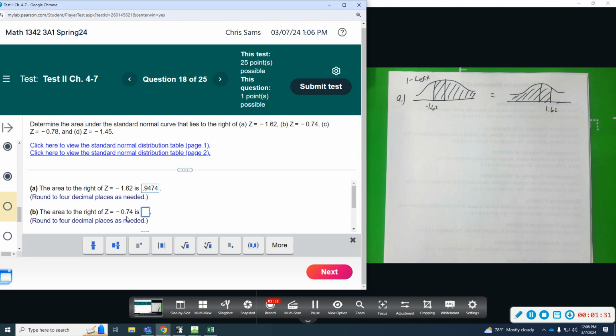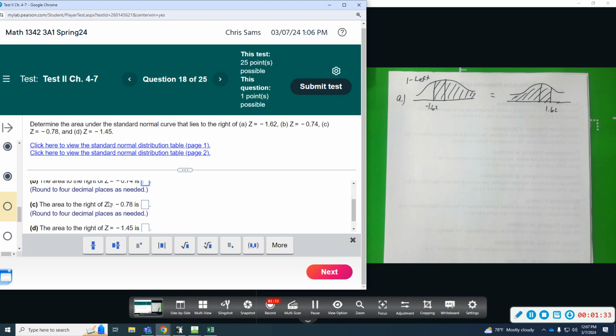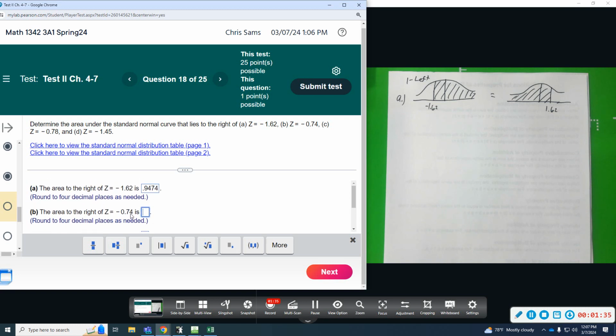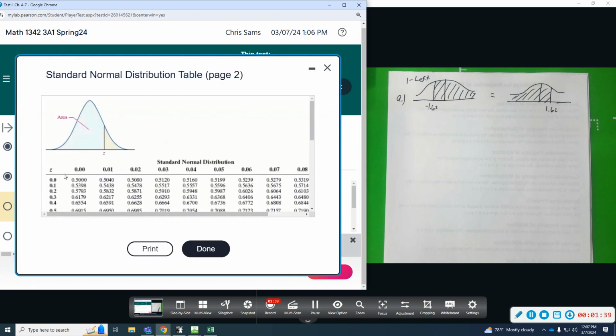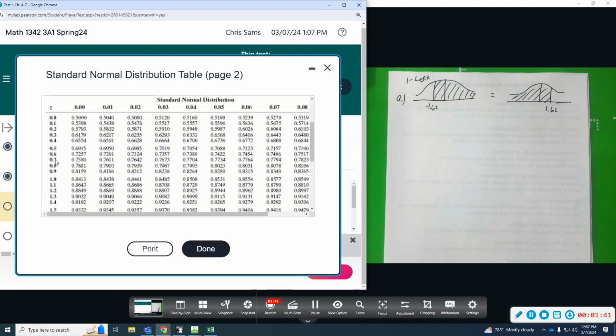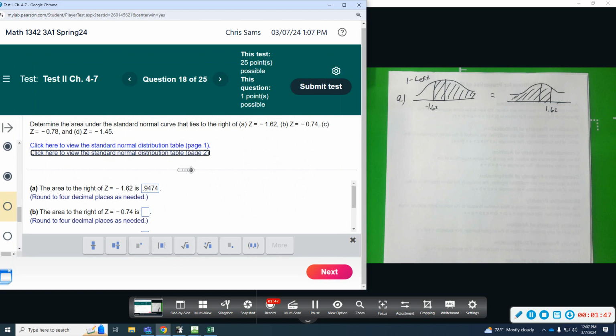All right, right of negative 0.74. I'm going to look up positive 0.74. That gives 0.7704.